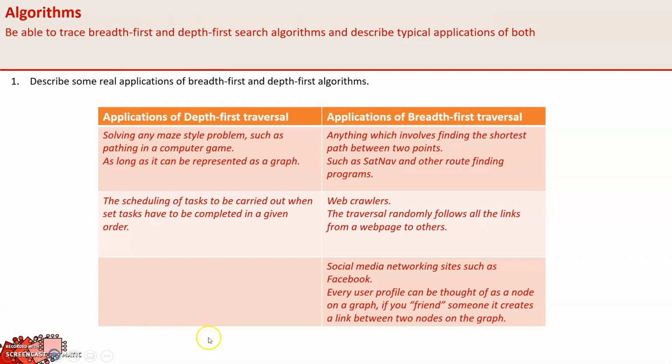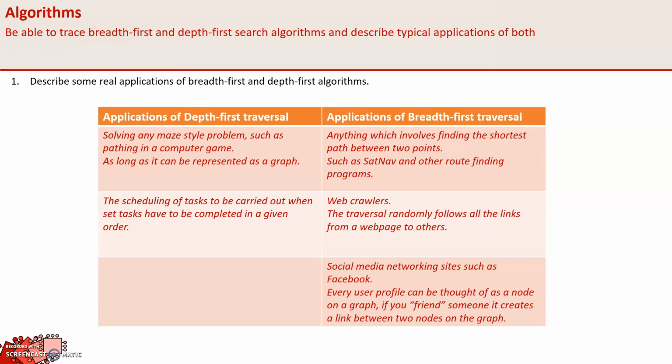Depth first traversal, another application for that is scheduling of tasks which have to be completed in a given order. So if you think about a manufacturing process or something like that, you can't put the doors on the car until the car's finished being built, until the car body's finished being built. So things have to be completed before you move on to the next one, scheduling those kind of tasks.